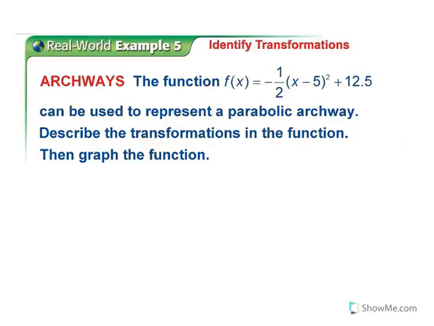Alright, your turn. Number 5. The function f of x is negative 1/2 times x minus 5 squared plus 12.5. It can be used to represent a parabolic archway. Describe the transformations on the function, then graph the function. Alright, so on this, we have to think, okay, what is my parent function? We know the absolute basic is going to be y equals x squared, and you can tell because we have this little squared here. So we have to describe what happens to it.